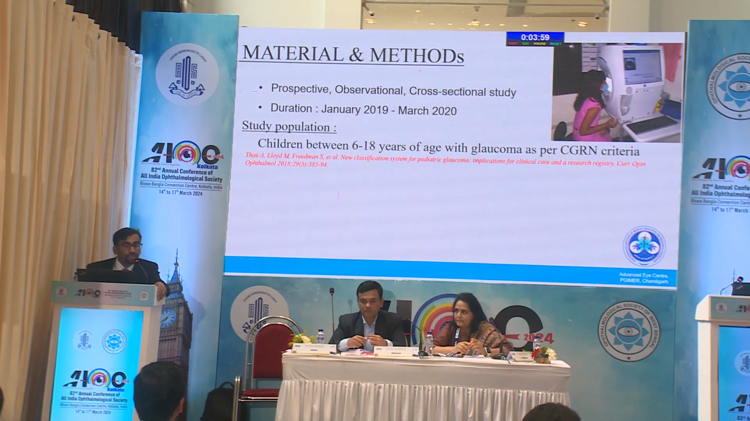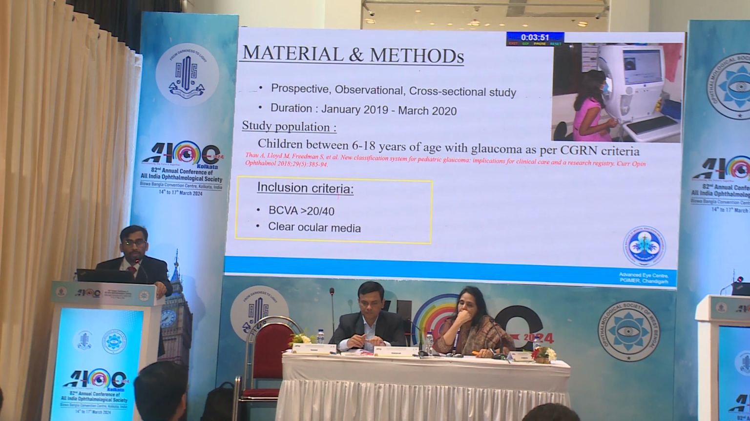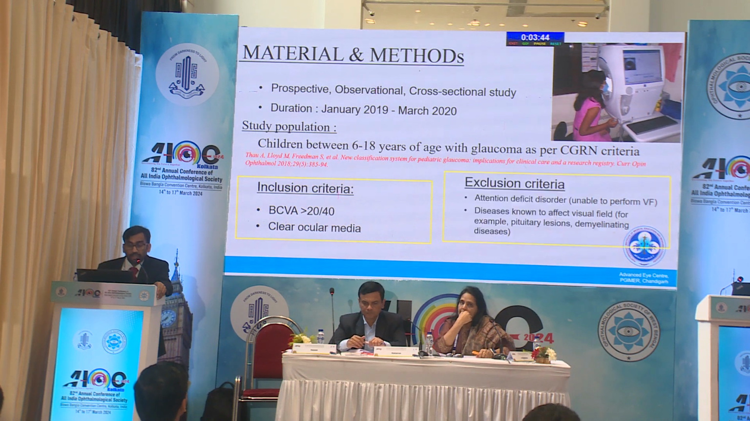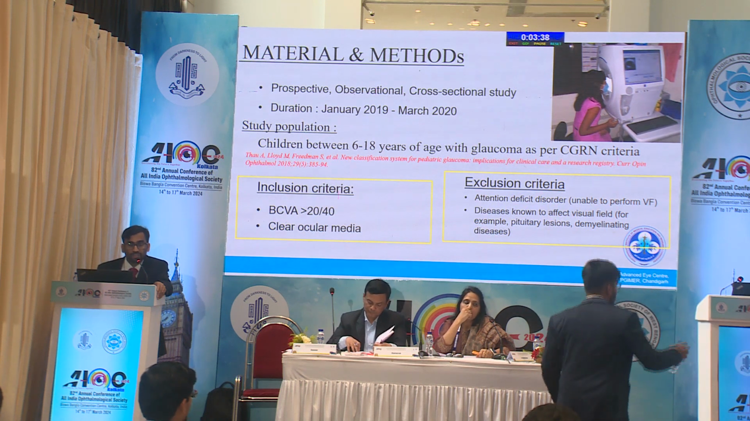This is a prospective observational cross-sectional study. Children between 6 and 18 years of age with glaucoma as per CGN criteria were included. The inclusion criteria were children with glaucoma with vision better than 20/40 and clear ocular media. The exclusion criteria were any attention deficit syndrome or any disease known to affect the visual field of the child.